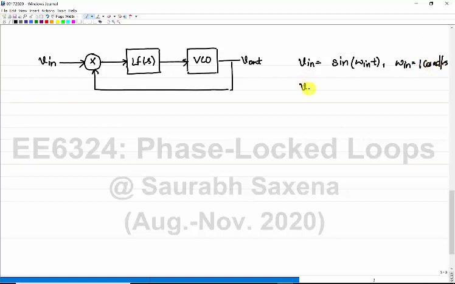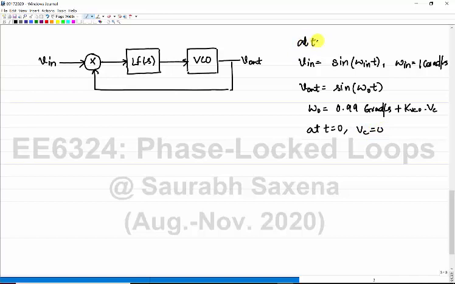Okay, and V out to begin with is equal to sine of omega naught t, where omega naught is equal to 0.99 gigaradians per second, which is the free running frequency, plus K_VCO times V_C. Okay, and at t equals 0, V_C is equal to 0. We start our system at t equals 0. Okay, so this is how we are going to deal with it.